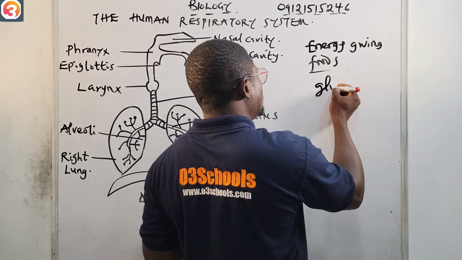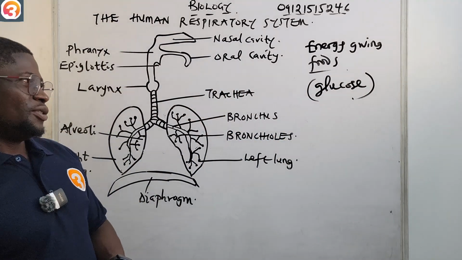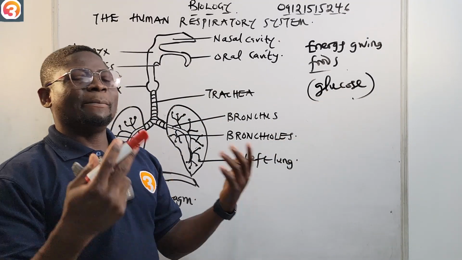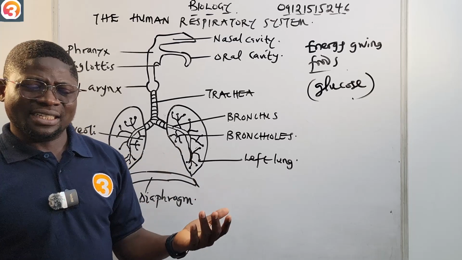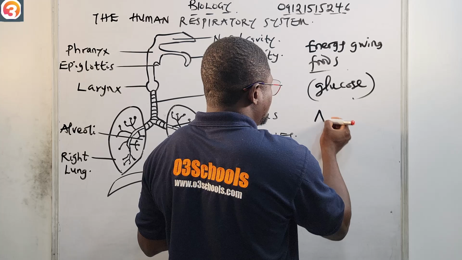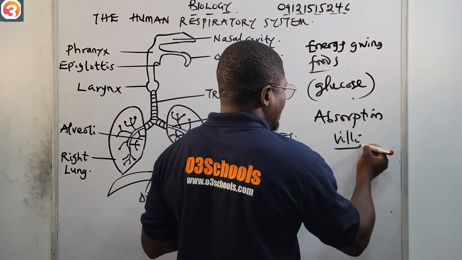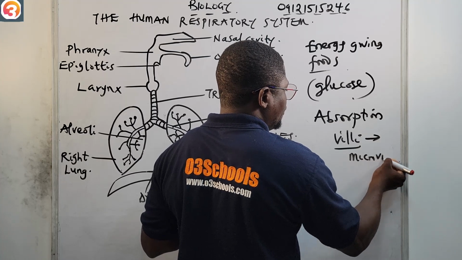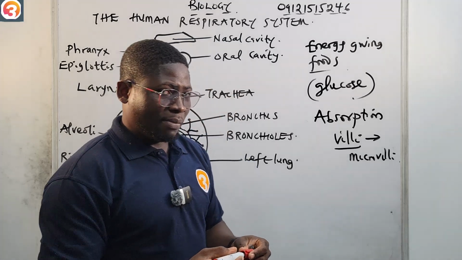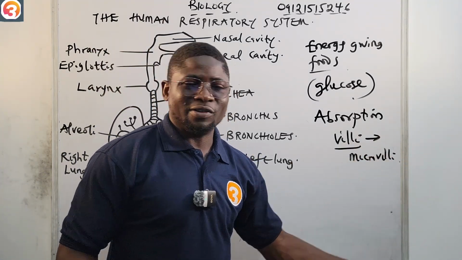The simplest form into which carbohydrate is broken down is glucose. After this carbohydrate has been broken down into a simpler form called glucose, it is then transported to different parts of the body where it is needed. You know that after food has been digested, the next stage is absorption, by the villi and then the microvilli. The villi is bigger than the microvilli, so the microvilli is an extension of the villi.